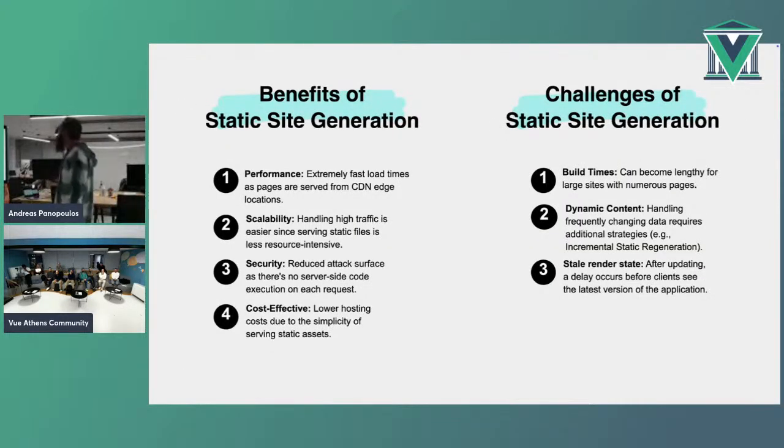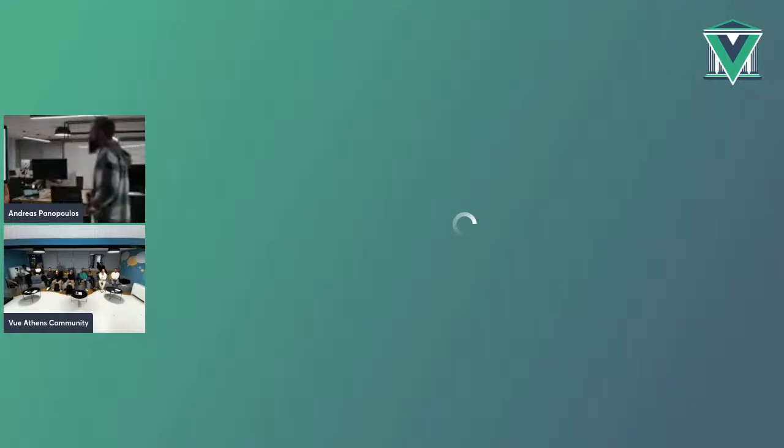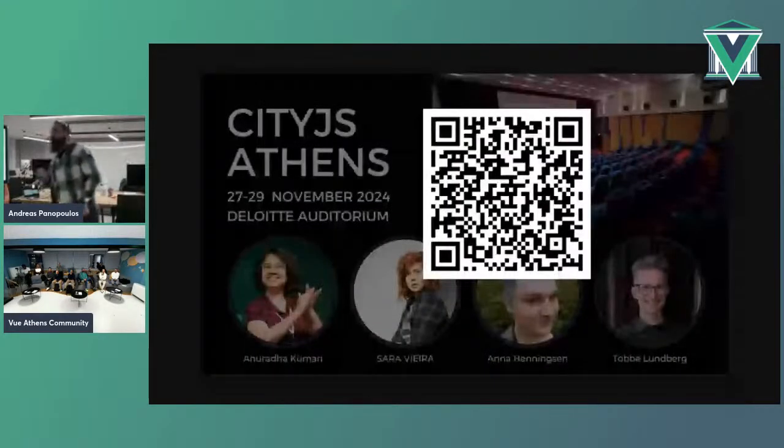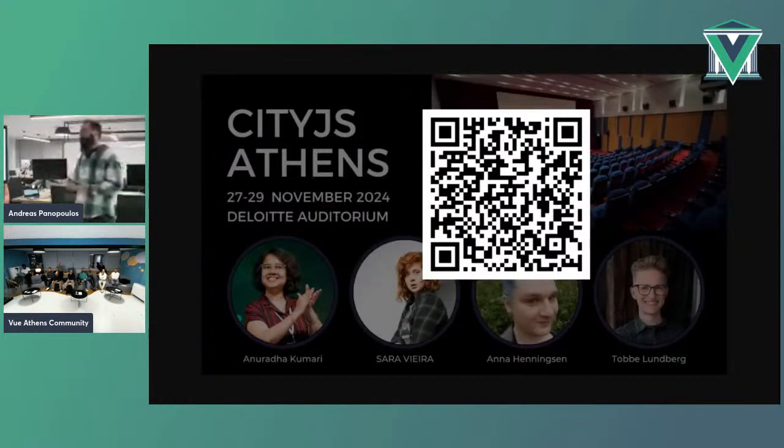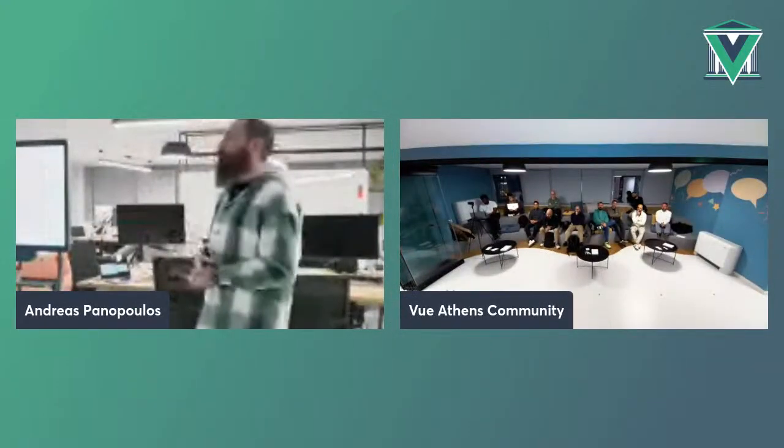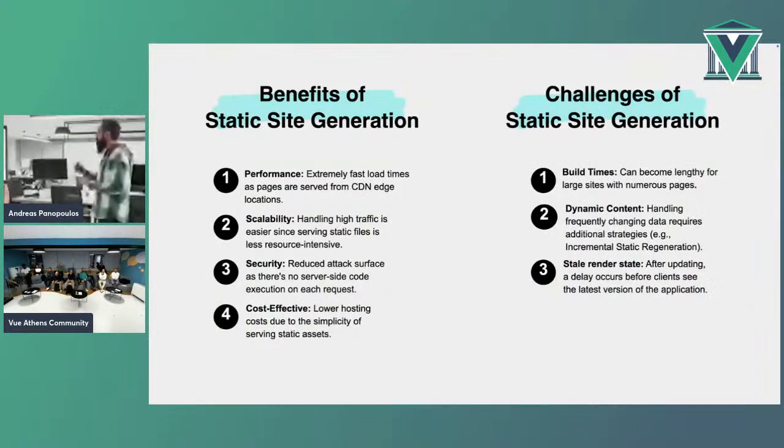So the challenges we have are the build times. As our site gets bigger and we have more pages, the build times of our project may start taking a longer time to finish. We have the case that we cannot serve dynamic content. We have to leverage some other techniques in order to be able to have some kind of dynamic content in our static site generation. And we have a stale render state. That means that after updating our code base, we need some amount of time in order for our change to be visible to the client.